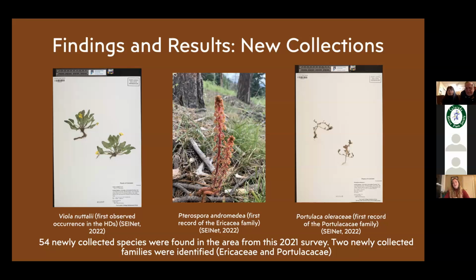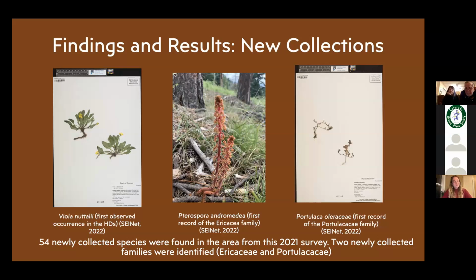And then on the far right is our Portulaca. It was the first record of the Portulacaceae family. The Portulaca is a very common weed that you see everywhere you go, everywhere you walk around, in the gravel. It's everywhere. It's kind of just this small little weed guy, but it was the first record of it in the family, probably because no one thought it was important enough to collect in the first place, but we did because that's what we were here to do.